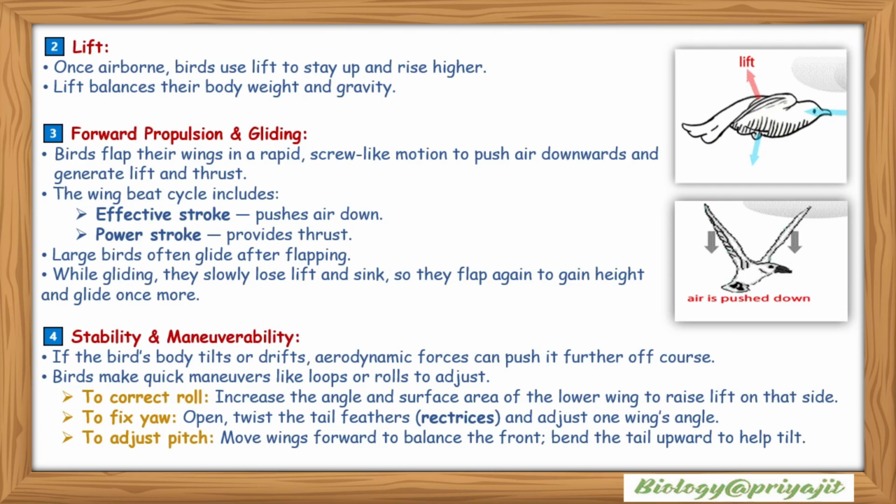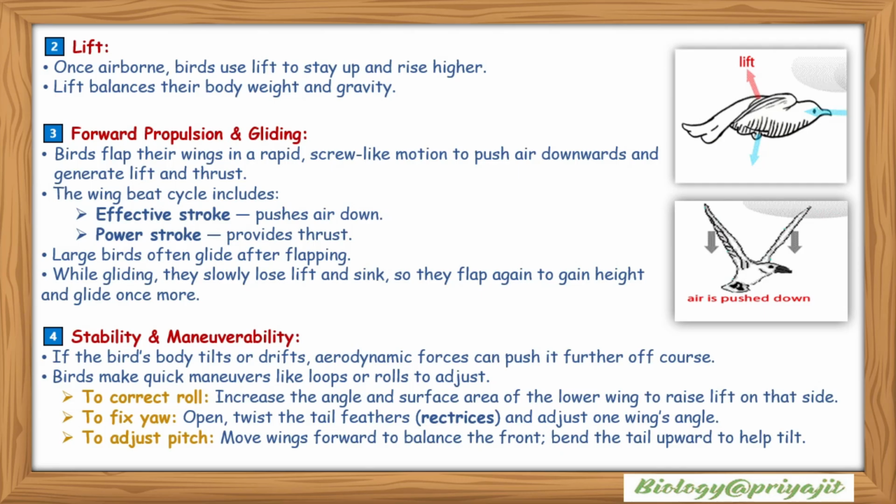Lift. Once airborne, birds use lift to stay up and rise higher. Lift balances their body weight and gravity. Forward propulsion and gliding. Birds flap their wings in a rapid screw-like motion to push air downwards and generate lift and thrust. The wing beat cycle includes the effective stroke, which pushes air down, and the power stroke, which provides the thrust. Large birds often glide over flapping. While gliding, they slowly lose lift and sink, so they flap again to gain height and glide once more.